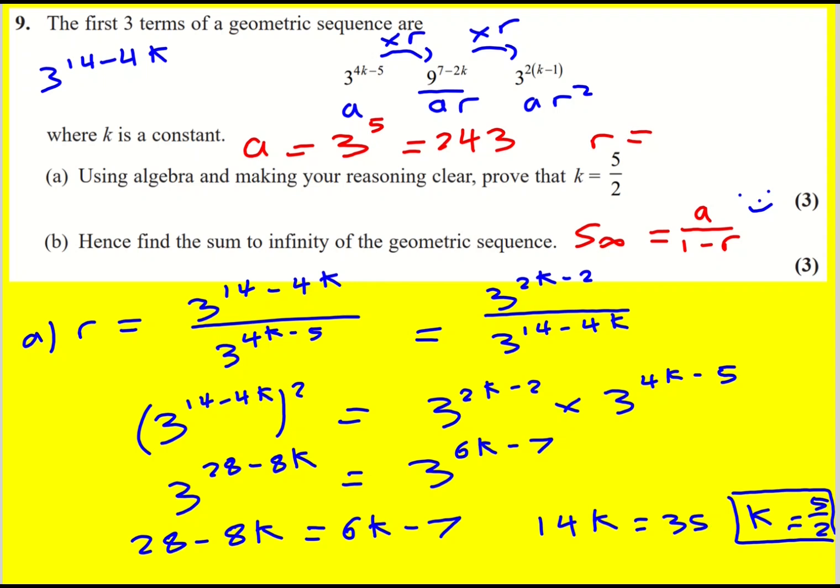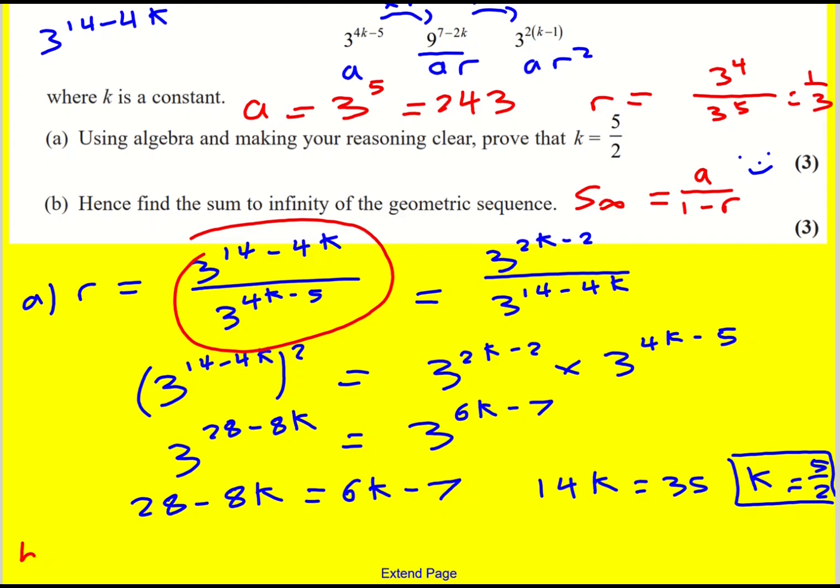And then to get R, I'll put my k as 5 over 2 back into, let's put it back into this one. So I already know the denominator is going to be 3 to the 5 because that was the first term. And then at the top, I'm going to get 14 minus 10. I'm going to get 3 to the 4. So R is 1/3. Right, okay, this is going to converge.